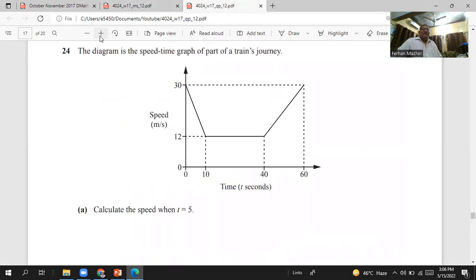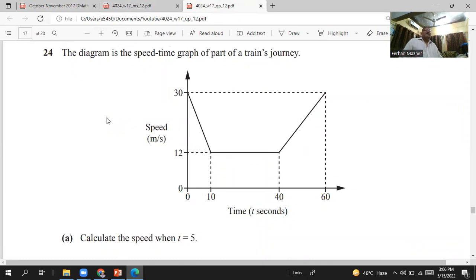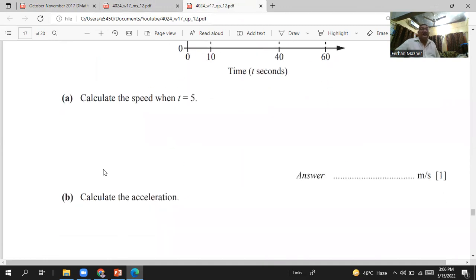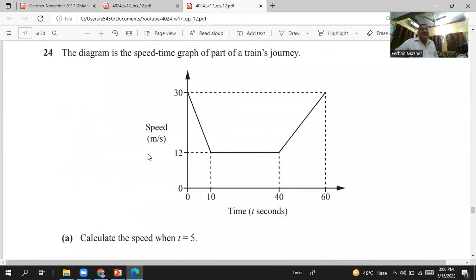We are going to the next question. Here a speed-time graph is given. The diagram is the speed-time graph of part of a train's journey. On the y-axis we have the speed, and here we have the time in seconds. The speed is in meters per second. He says calculate the speed when t is 5.